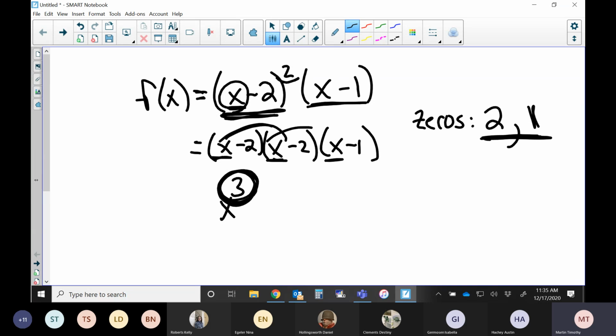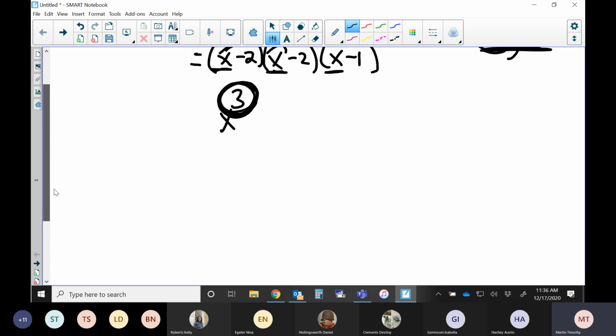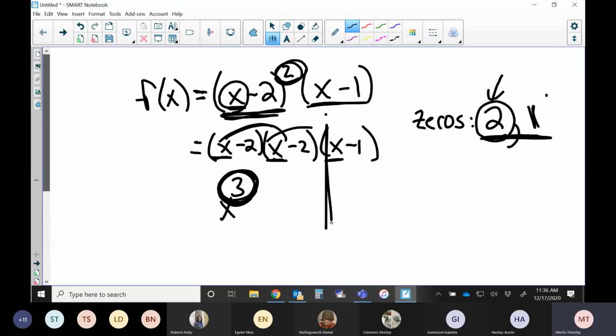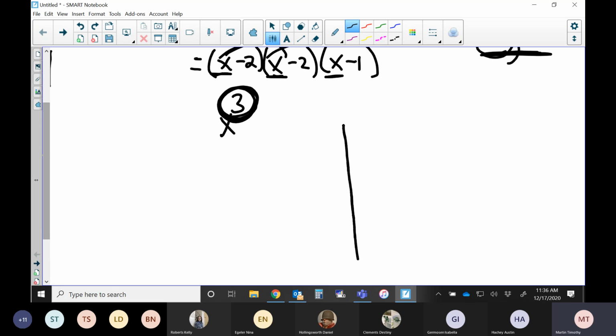Well, that's because this little squared button, that right there tells me this one actually doesn't count as 1 zero. It actually counts as 2. So if I was counting my zeros, this would be 1, 2, and then 3. This one right here has what we call a multiplicity. It has a multiplicity of 2. And now what happens is whenever something has an even multiplicity, it does something weird at the x-intercept.